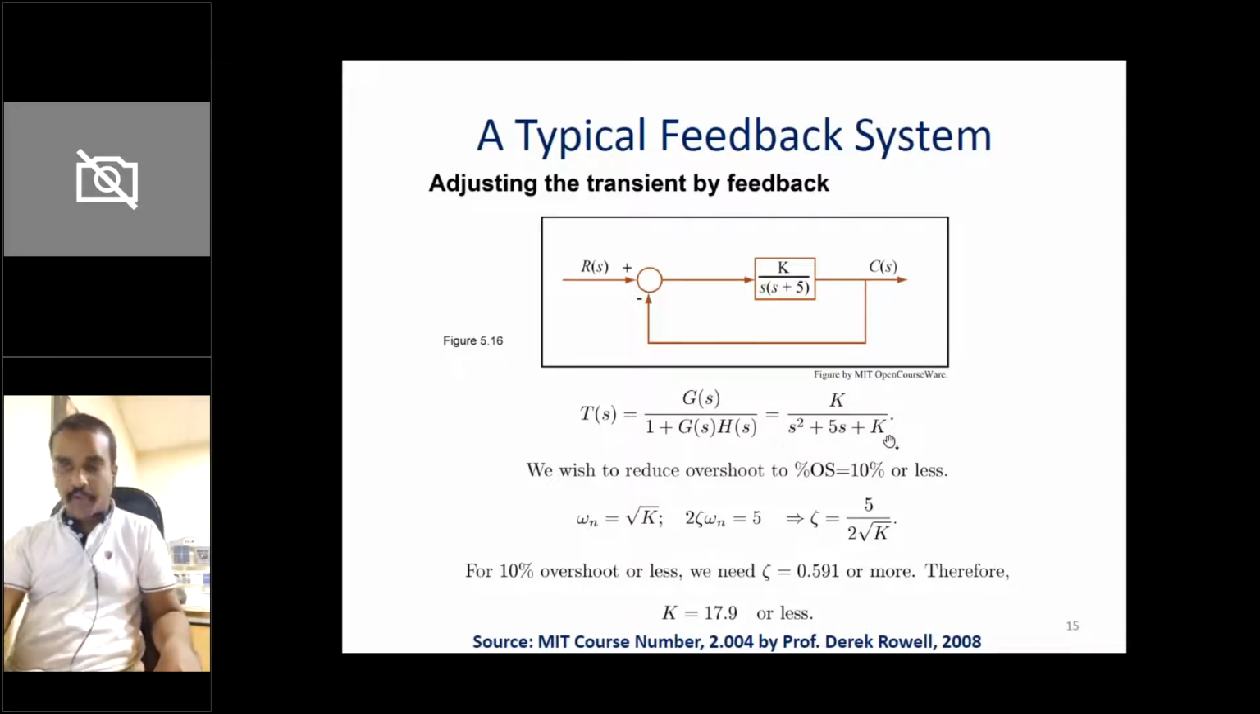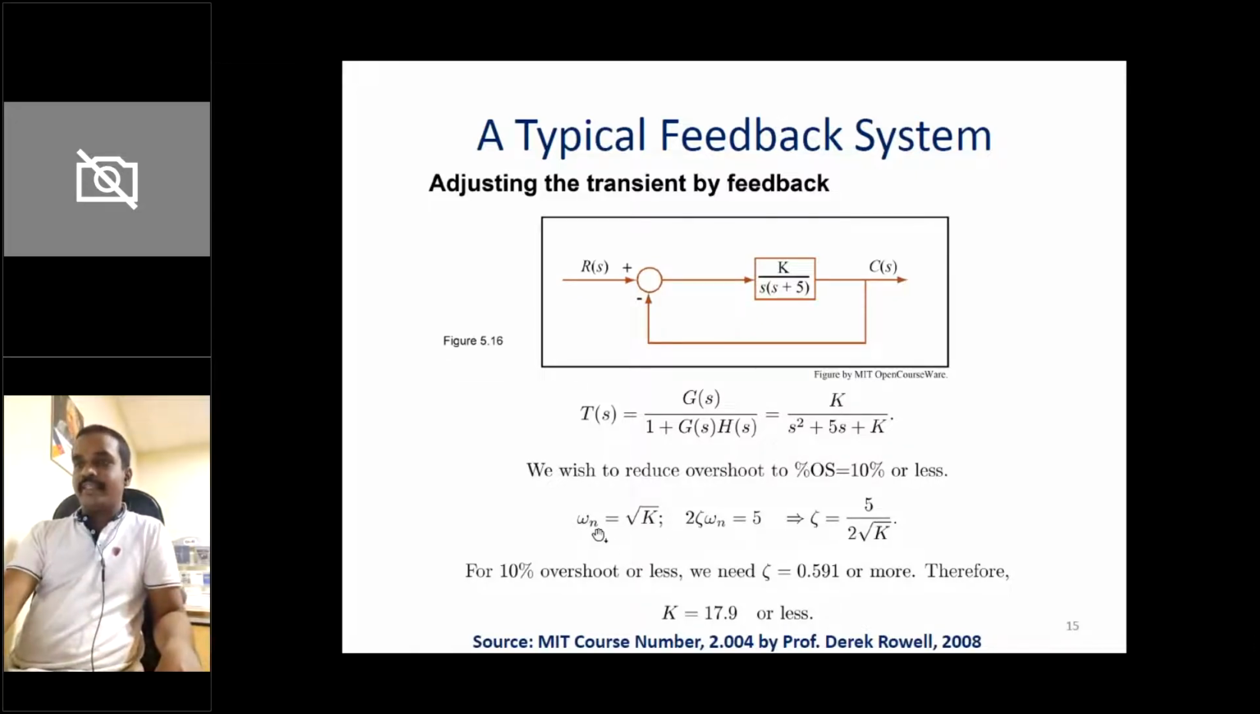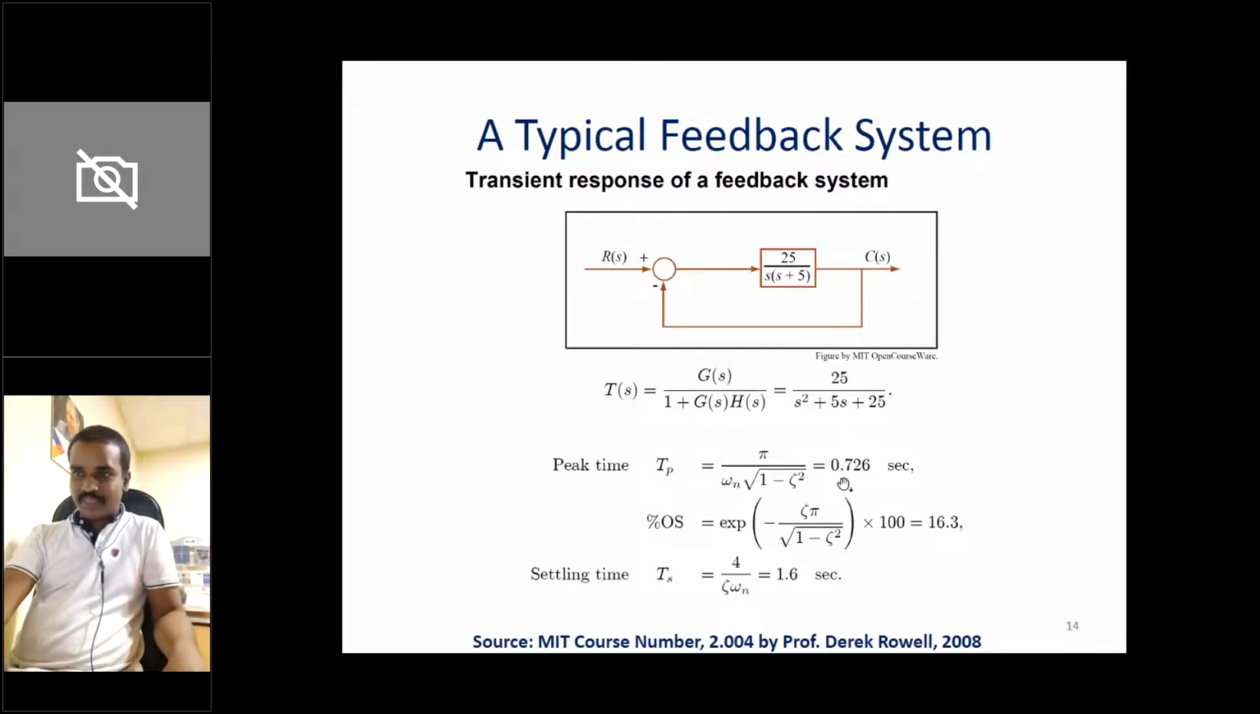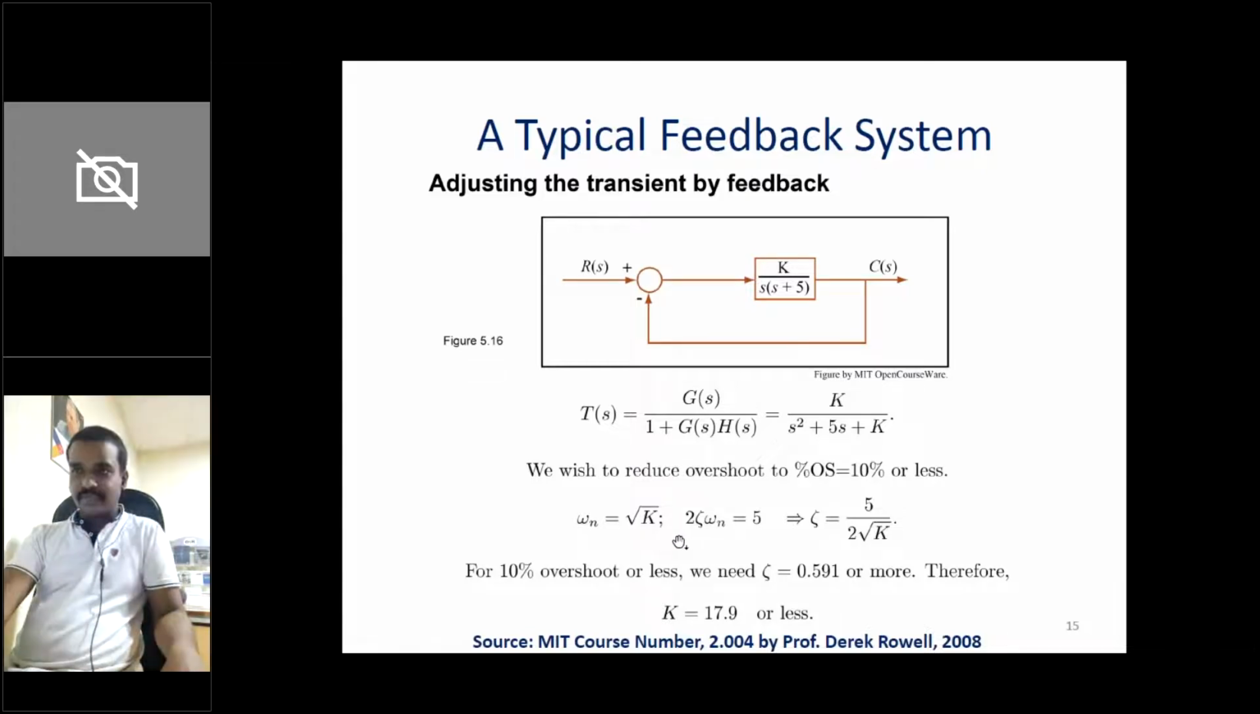K is unknown now. What I want here is omega, and I want to reduce this overshoot to 10%. But how can I reduce this overshoot? If you see this formula, the overshoot is mainly dependent upon this zeta term. If I can control this zeta term through some mechanism, then the overshoot can be controlled. So that's what is happening.